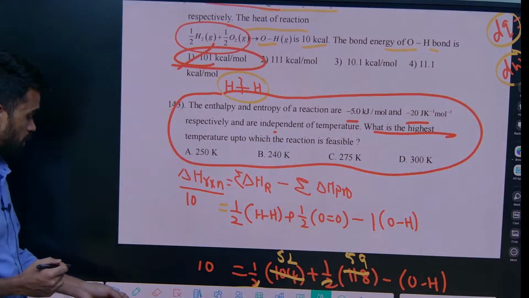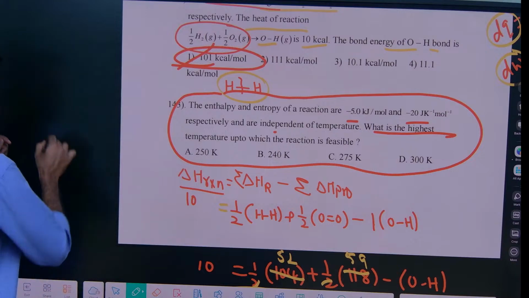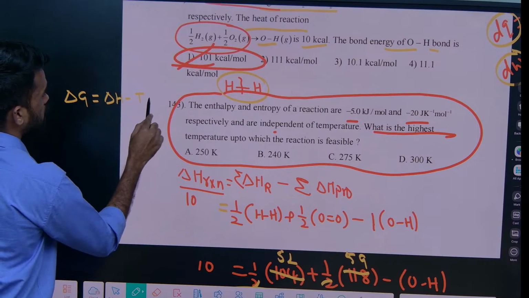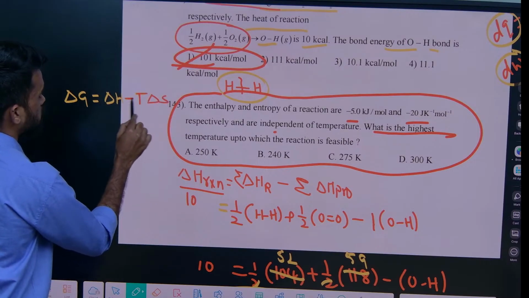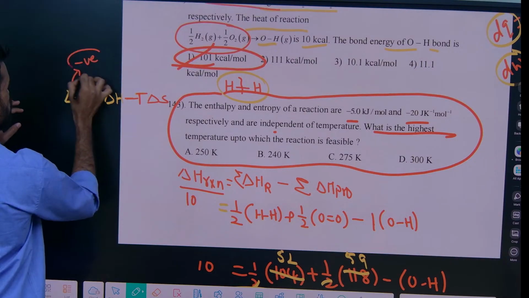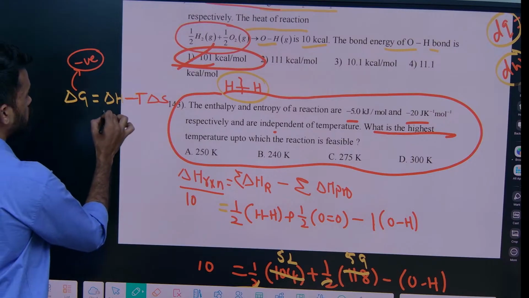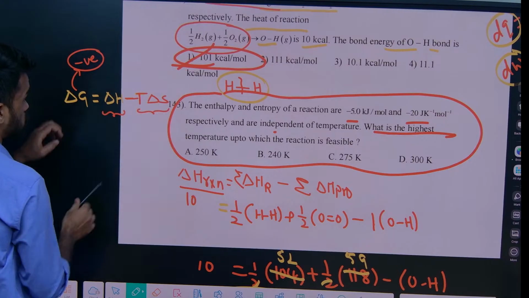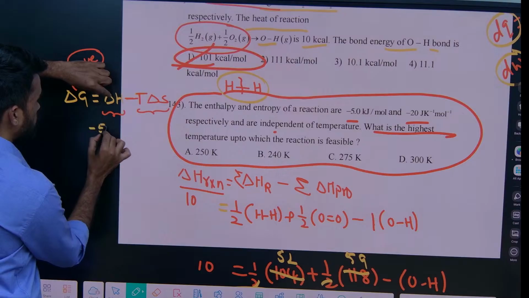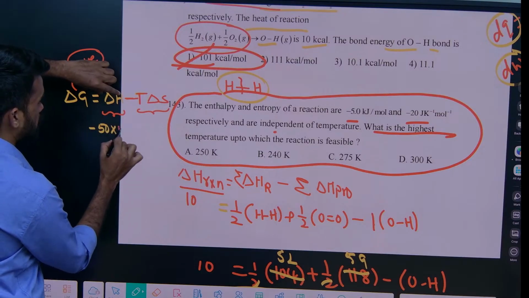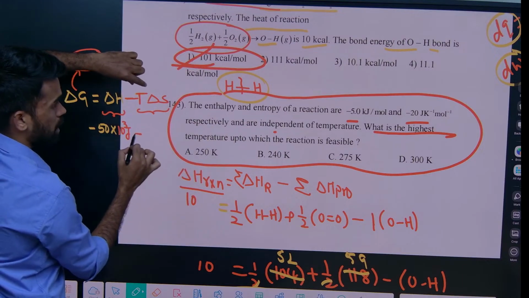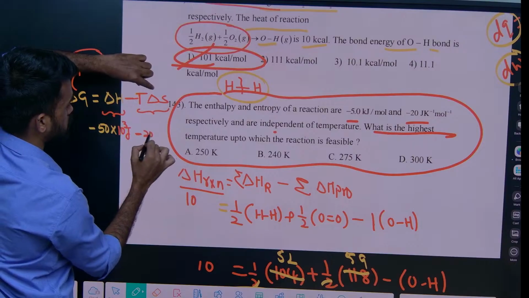It's very simple. You can do it by just taking Gibbs free energy, delta G equals delta H minus T delta S. This is the equation to be considered over here. So for a spontaneous or feasible reaction, delta G has to be negative. In order to make it negative, you need to compare these delta H and delta S values. This is the first term, this is the second term. The first term is minus 50 kilojoules. Now I am writing 10 power 3 joules because entropy is given in joules. And this one is minus 20 joules.